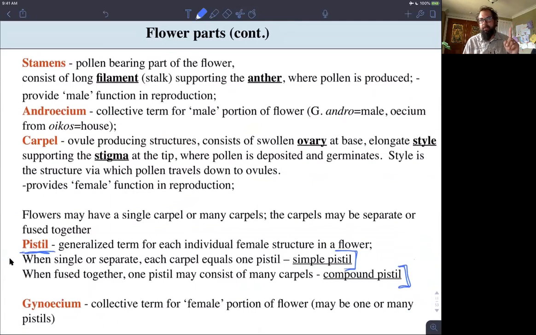A bean is a good example of this. Bean flowers have 1 simple pistil. Or I might have many separate simple pistils that are not fused together, and then each one of those is a separate simple pistil made up of 1 carpel each. Okay, and then together, when these are all together, I call these the gynoecium.